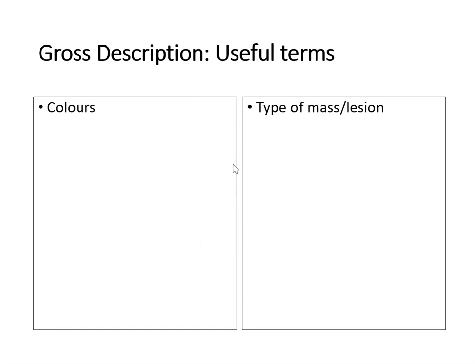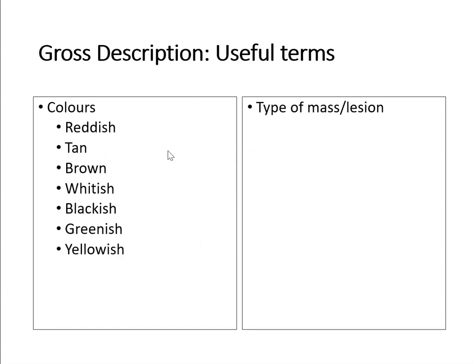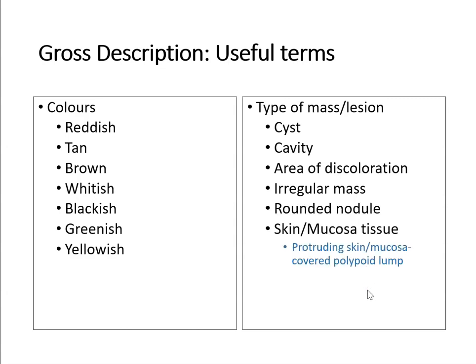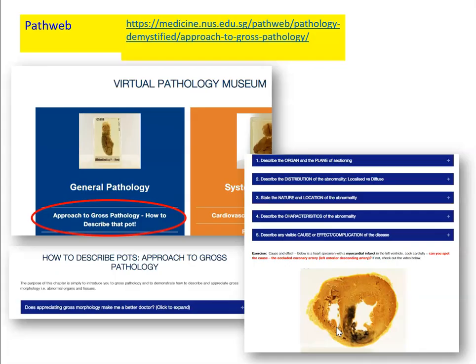And here are some useful terms in gross description. So this is not really within the scope of this talk, but here are some of the terms that we may end up using, and I will briefly direct you to a resource in which we have described this a little bit in more detail. So types of masses, sometimes it's just a localized area of discoloration, etc.